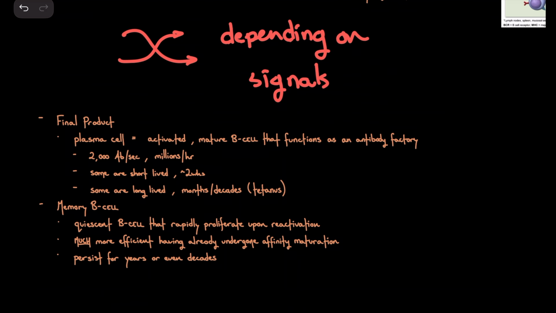So that can either stay in the secondary lymphoid organ, or sometimes it can home back to the bone marrow and hang out. Regardless, we're making antibodies out the butt. 2,000 a second, millions per hour, and that's just one cell. So you can imagine the order of magnitude of antibodies floating around when we have a really robust immune response. Some are short-lived. It really just depends on the pathogen involved, and some can be really long-lived, like your tetanus shot.